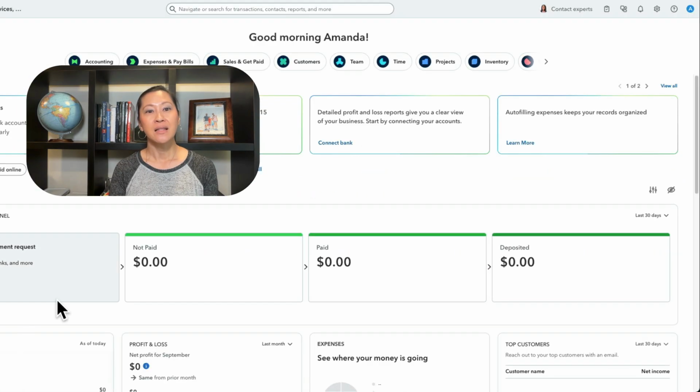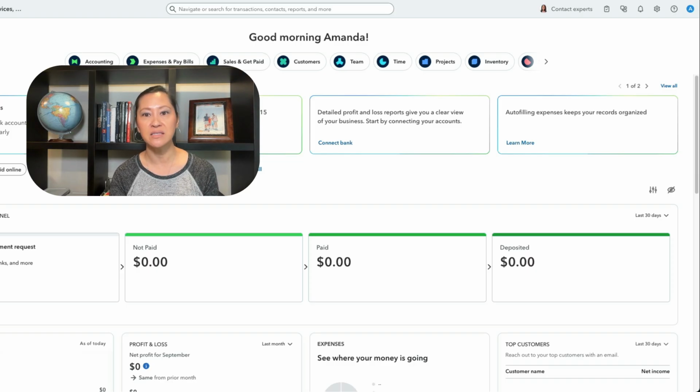For example, let's say the owner opens a brand new business checking account with $1,000 of their own money. It's not a transfer from another business account already in QuickBooks. It's not from a loan. It's literally the owner putting their own money into the business. This is what we call an owner's contribution.